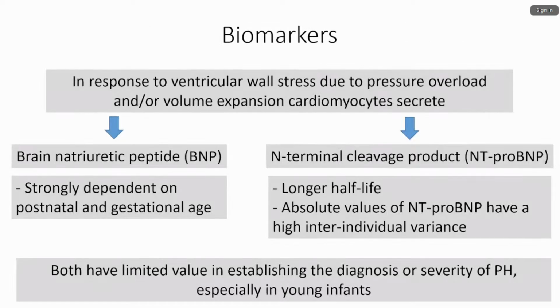Then biomarkers. In response to ventricular wall stress due to pressure overload and/or volume expansion, cardiomyocytes secrete brain natriuretic peptide and N-terminal cleavage product. That is, BNP is strongly dependent on the postnatal and gestational age, while NT-proBNP has a longer half-life, and absolute values of NT-proBNP have a high inter-individual variance. Both have limited value in establishing the diagnosis or severity of pulmonary hypertension, especially in young infants.